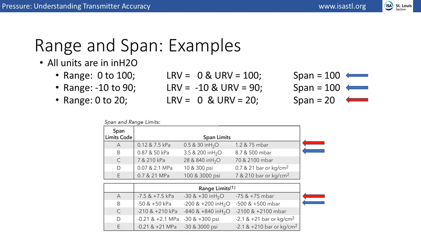Manufacturers give you choices, just like the speedometer and pressure gauge at the beginning. You choose a span code or a range code. Manufacturers may call it different things. Like you see in my example here, each span code has span limits and range limits that must correspond to your application. Ensure you select the proper transmitter for your application.